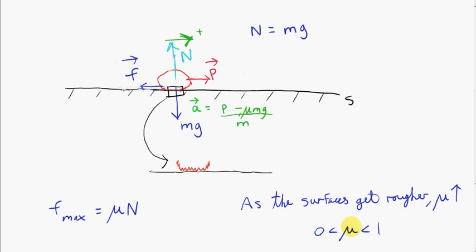And on the other hand, if the surfaces get smoother, mu goes down, mu could be close to 0. 0 is the case where the surfaces are perfectly smooth, or just one surface is smooth. We only need one surface to be perfectly smooth so that we can set mu equal to 0.